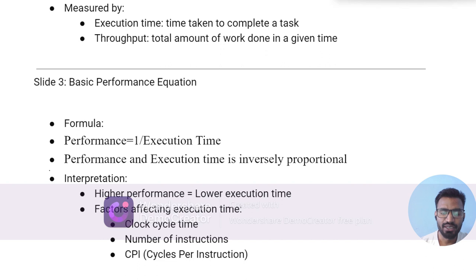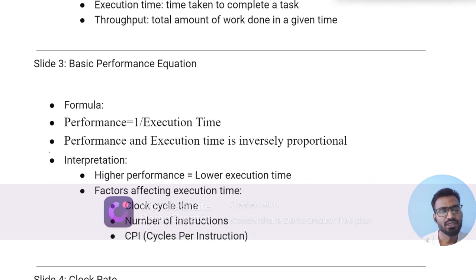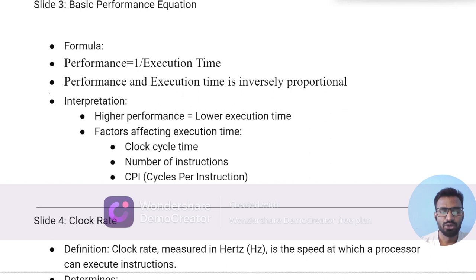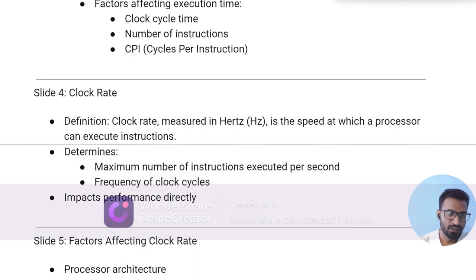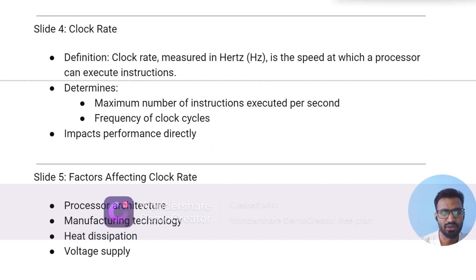What are the factors affecting execution time? See the clock cycle time. If the clock cycle time increases, then the performance will decrease. Number of instructions: if we give more instructions at a time, we expect the performance to decrease. Or cycles per instruction: if we give a long instruction, then its complete cycle will take a longer time. It depends.